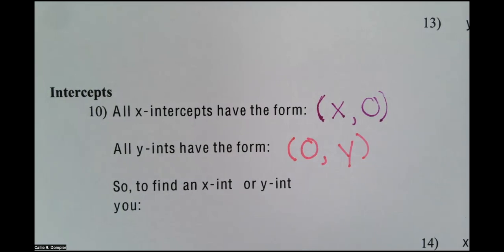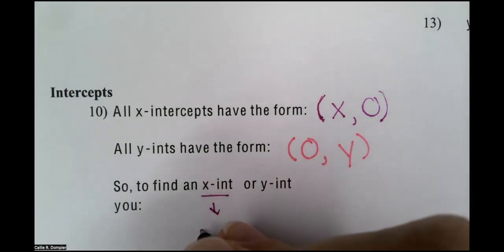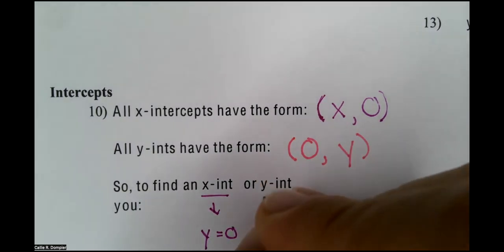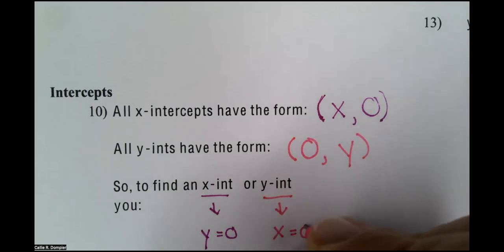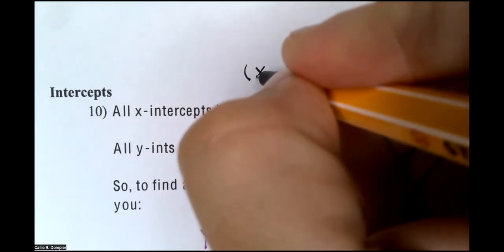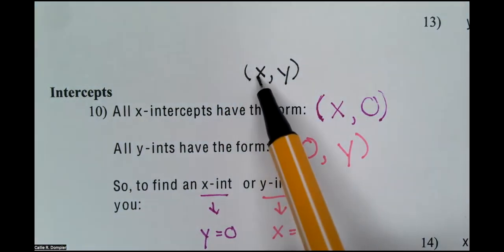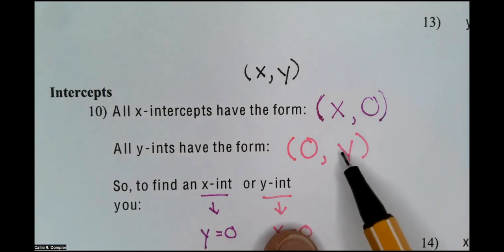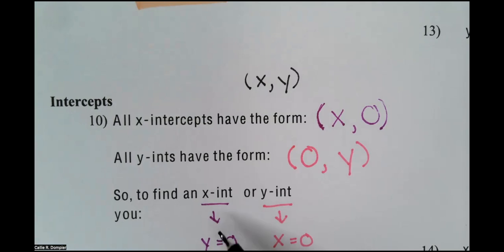Okay? So to find an x-intercept, set y equal to 0. To find a y-intercept, set x equal to 0. See that? That's your x, that's your y. Every point has the form x, comma, y. All x-intercepts have 0 for y. All y-intercepts have 0 for x. So to find an x-intercept, set y equal to 0. To find a y-intercept, set x equal to 0.